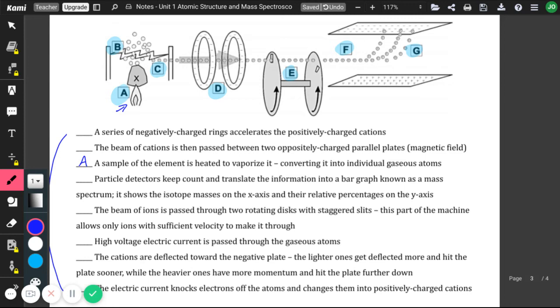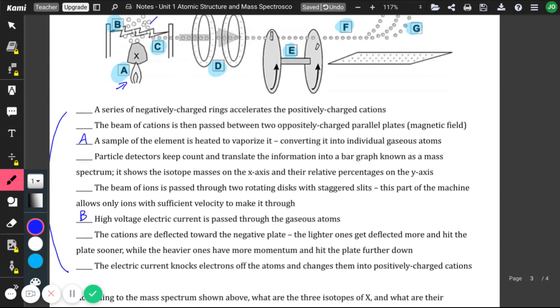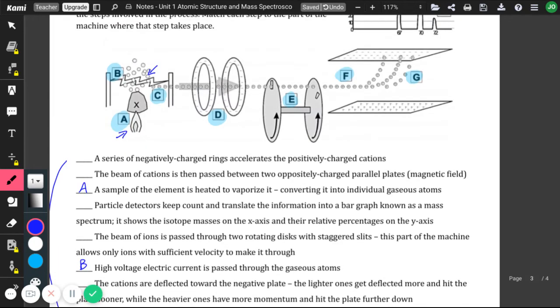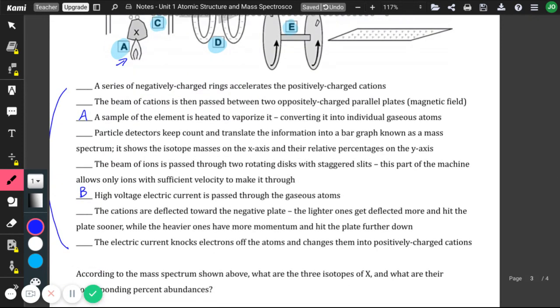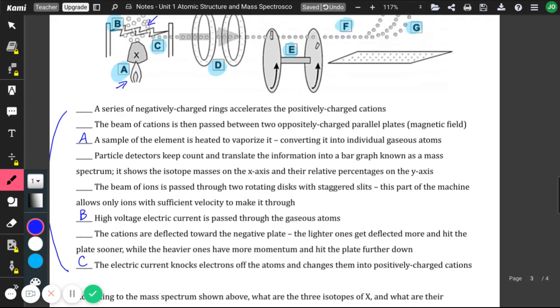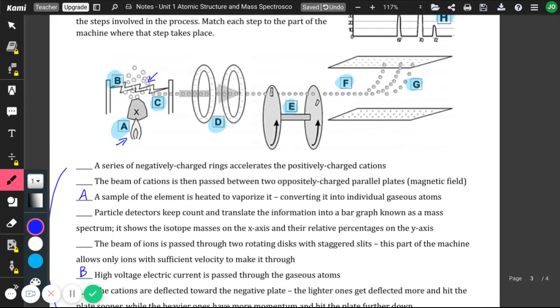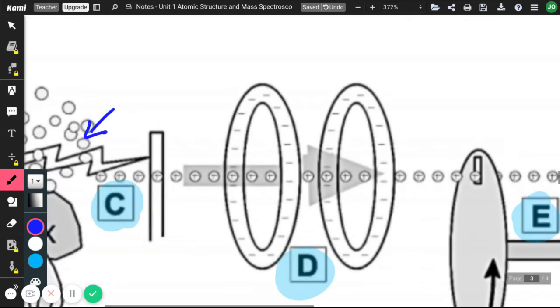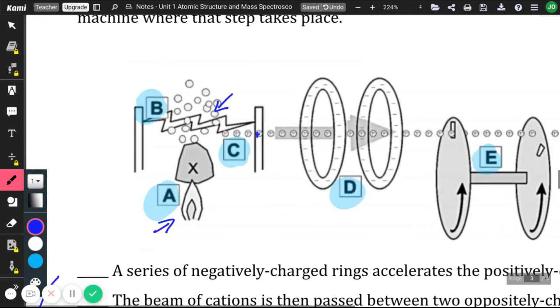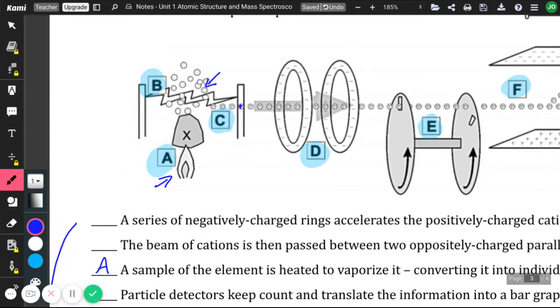Now, once we've done that, what's going on here in B? Well, B is right here. A high voltage electric current passes through those gaseous atoms. Okay, so that's what we see with this lightning bolt right here. It's that electric current passing through them. Now, when it does that, it's going to knock off electrons and change them into positively charged cations. Okay, so those electrons are getting knocked off. And if you look very closely, you'll see that each one of these has a little positive symbol inside of it. Okay, so we've knocked off electrons, and we've made those positively charged now.